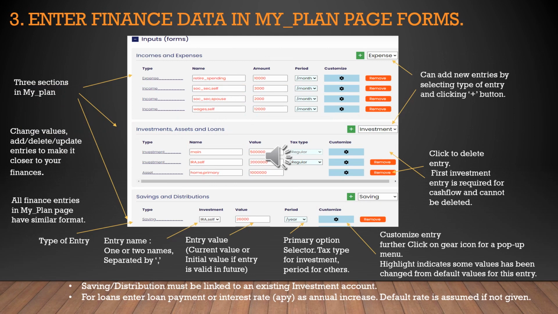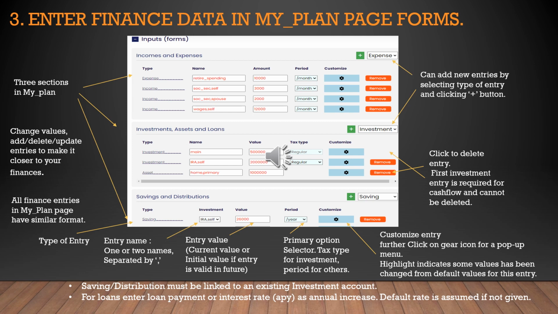The My Plan page has 2 subpages. Inputs Forms is a user-friendly form to enter your finance information. It has 3 sections. Income/expenses are short-term cash from/to others. Investments, assets, and loans are wealth you have accumulated as a result of cash flows in the past. Investments are liquid accounts to which you can save or take distributions from, while assets are fixed assets you buy and sell less often. Loans are your liability, money you owe to someone else.